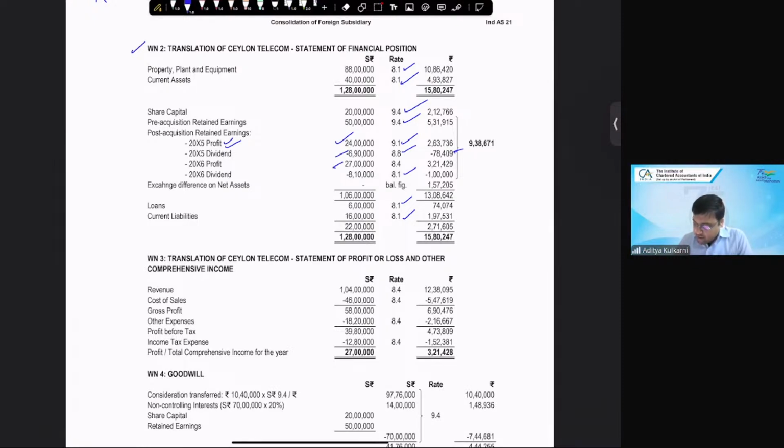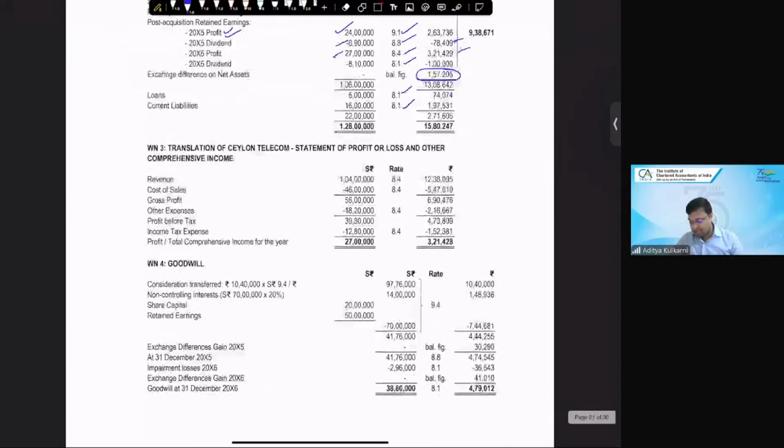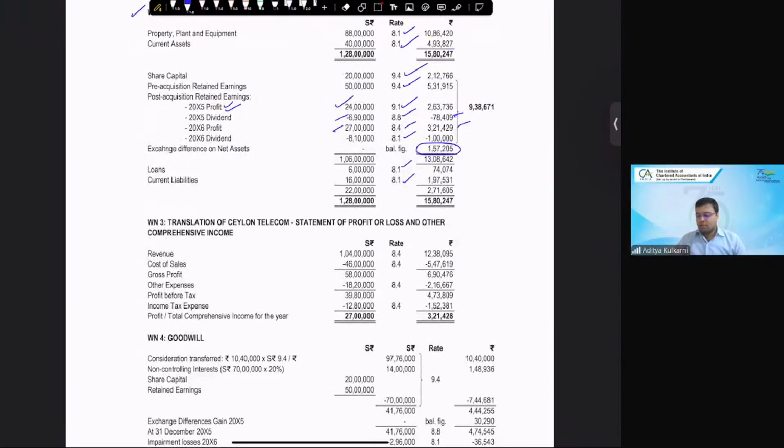Similarly, profit for 20x6 is converted at average rate, 3,21,429. Dividend at the rate on the date of transaction, which is the right way to talk about it. Once all these conversions are done, you get the exchange difference on net assets as your balancing figure. Have you understood this so far? Yes, sir. Anybody has any doubts here?